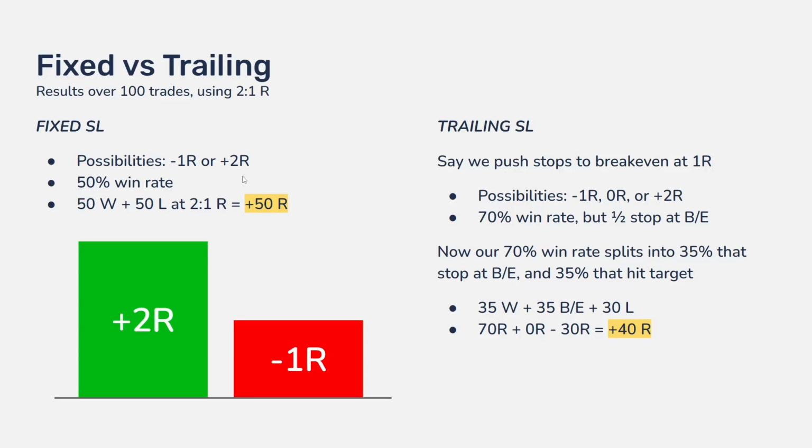You either lose 1R or you gain 2R. And if you had a 50% win rate, then you would have 50 wins plus 50 losses. So you would have 100R minus 50R, which would result in plus 50R expectancy over 100 trades.